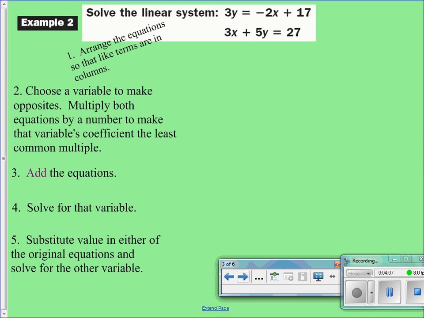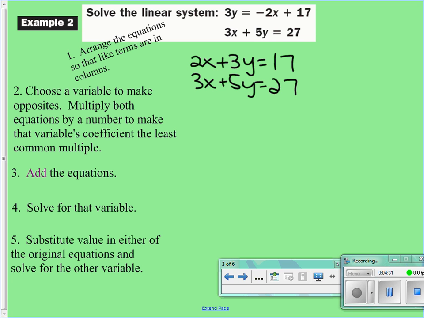So let's show that again. My two equations, I have 3y equals negative 2x plus 17 and 3x plus 5y equals 27. Of course, nothing is going to work out very pretty unless I have my equations in standard form. So I added 2x to both sides to change the first one. 3x plus 5y equals 27.